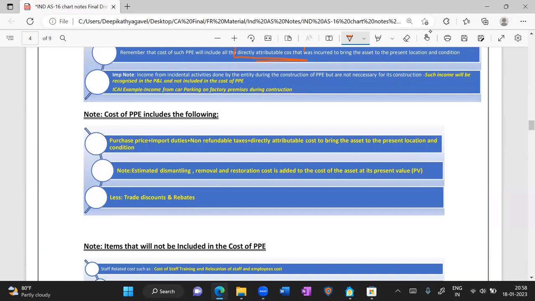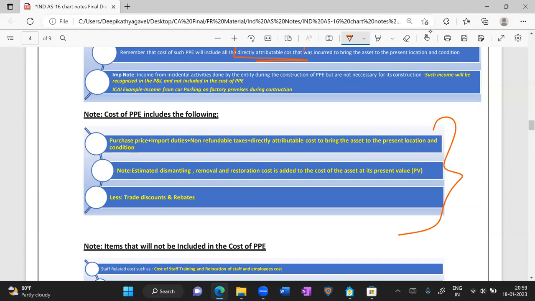Now, what does the cost of PP generally include? See, this list is of course not exhaustive, right? There are a lot of other things in your ICAI module, but broadly, the cost of PP, as you know, will include the purchase price, right? If there are non-refundable taxes, that will be included. If it is refundable taxes, then obviously it is not my cost. Ultimately, it is actually no cost for me, right? So if it is non-refundable taxes, I will include it in my cost. If it is refundable, I will not include it in my cost, because it is not my cost at all, right?